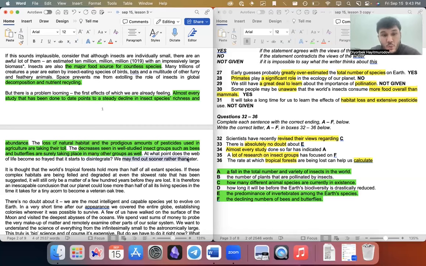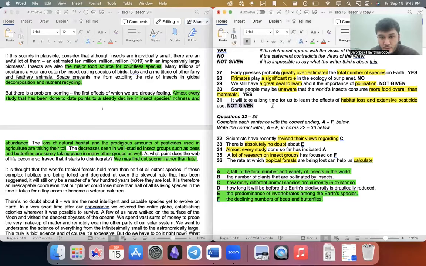We may not, we chose the wrong answer. It says we may find out sooner than later. So the answer is what? No, right? Because it says we may find out sooner than later. It's like the contradiction. It will take a long time for us to learn the effects. So you see, we were getting ahead of ourselves.